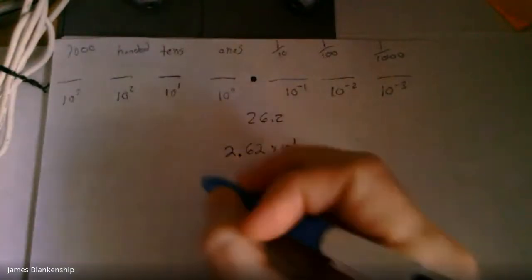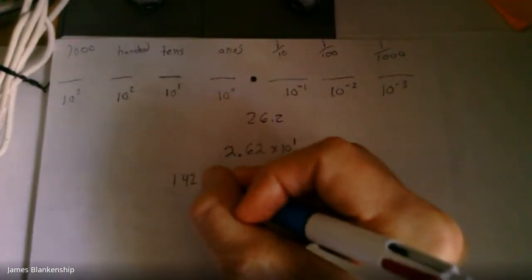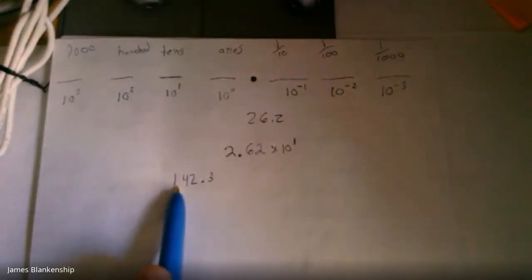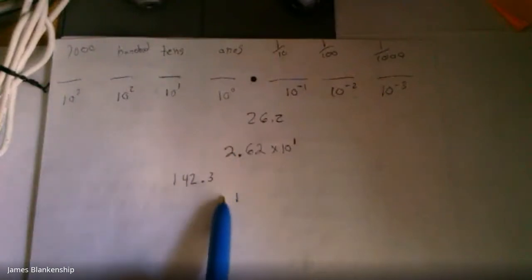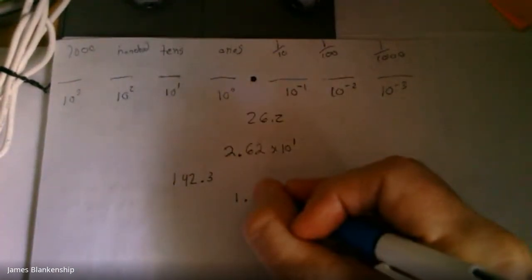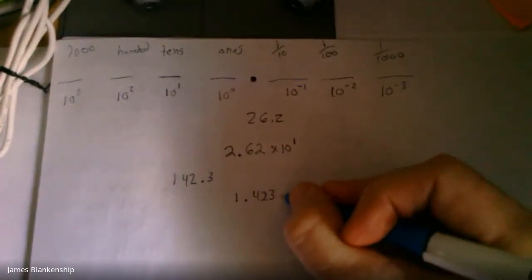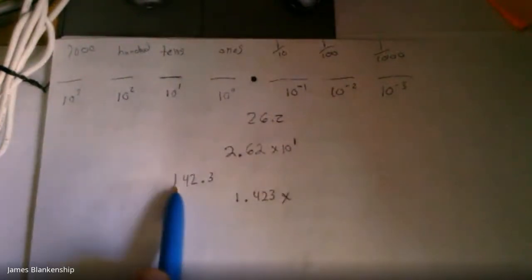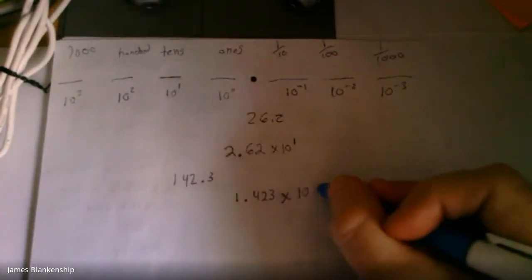If we had another one, let's say we had 142.3, we would convert that, we would say 1, because you only want to have one digit to the left of your decimal. Then you're going to say 423. You're going to say times 10. Now, because you're in your hundreds place, you're going to say times 10 to the second.